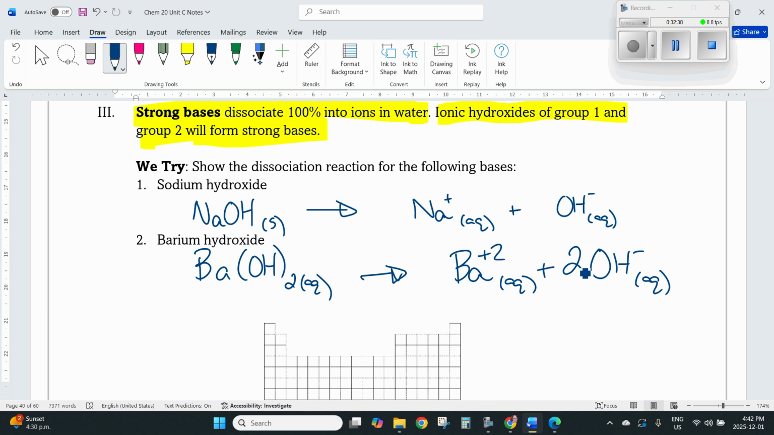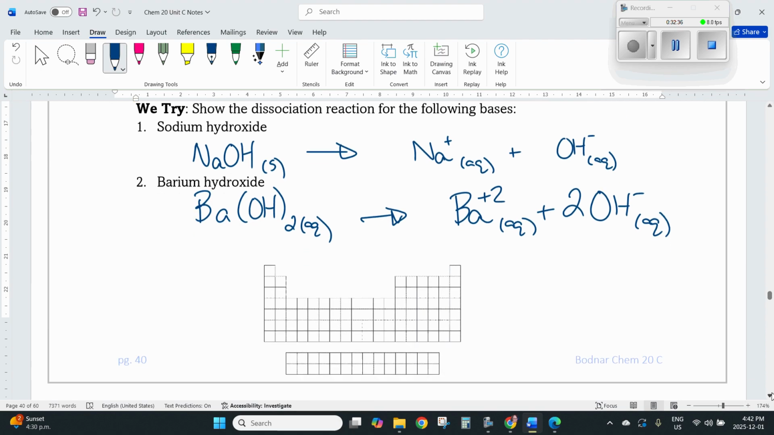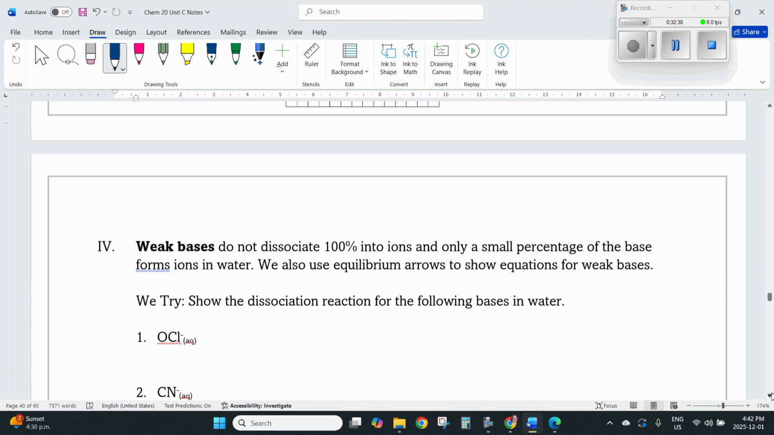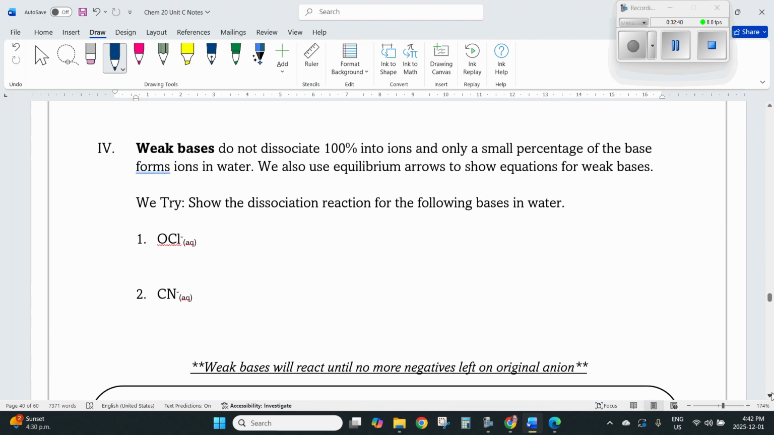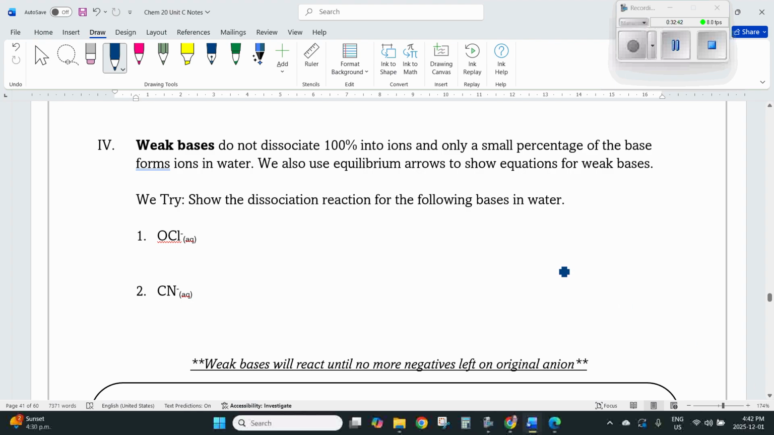So now I have to do my weak bases. For my weak bases, I put those on the next page. Weak bases, just like weak acids, do not dissociate at 100% into ions. Oh, I made an arrow. Look at that. So only a small percentage of the base will form ions in water.